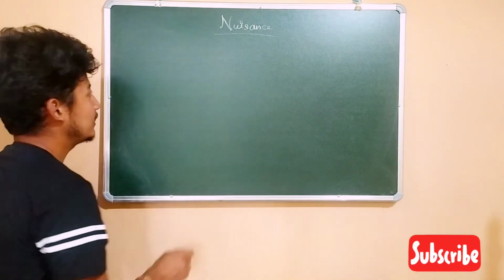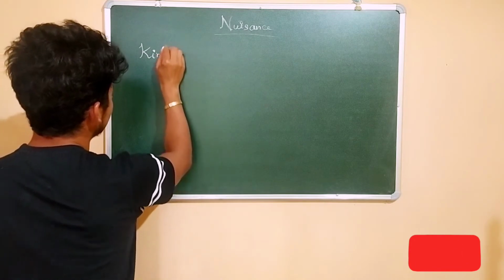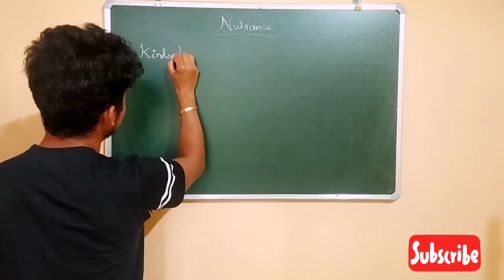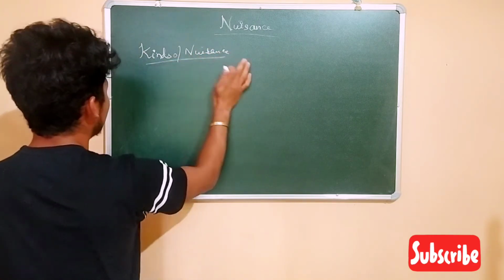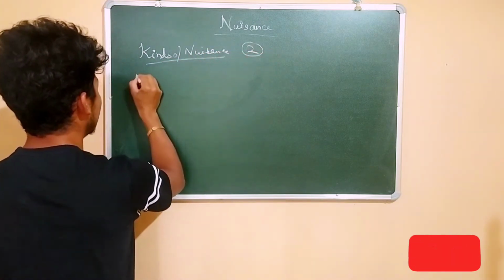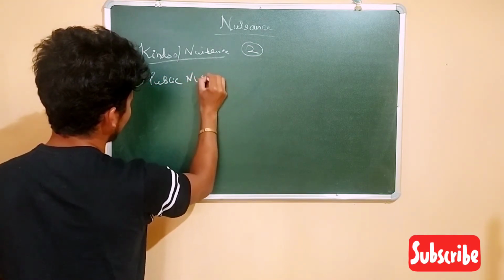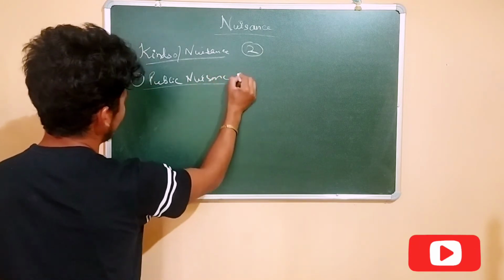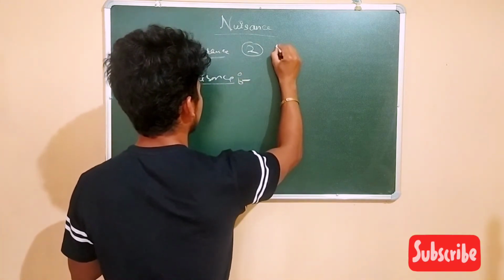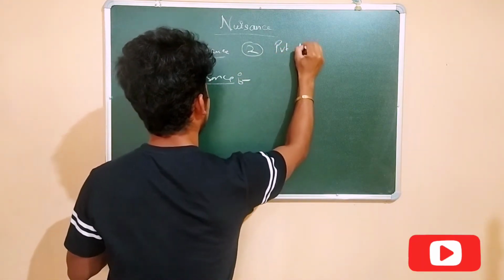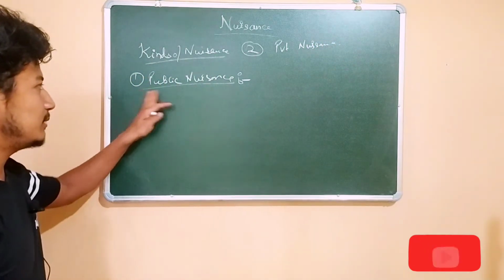So now we will see the kinds of nuisance. I hope nuisance is clear to you. There are two kinds of nuisance. Number one, public nuisance. First we'll discuss this and then move to the other. Number two is private nuisance.